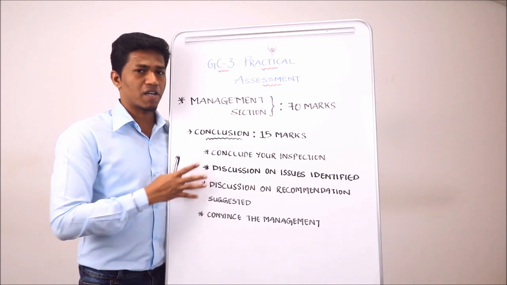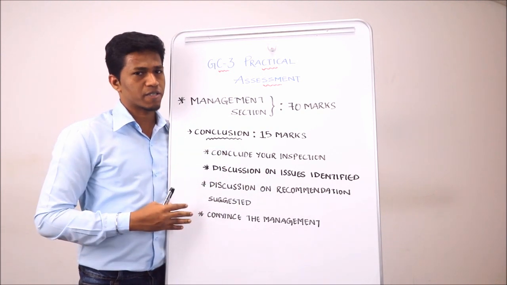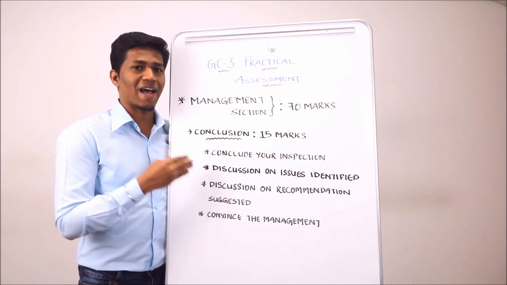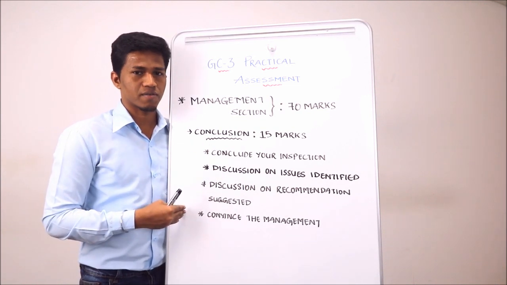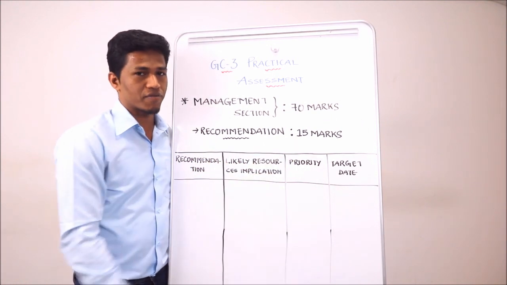Now, since it's 15 marks, once again, don't elaborate a lot. Please be very clear with this explanation. However, these things that have been mentioned here have to be in your conclusion. We'll move to your next section. Moving to your next section, that's your recommendation column for another 15 marks.